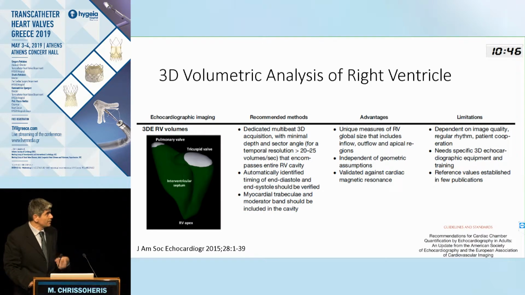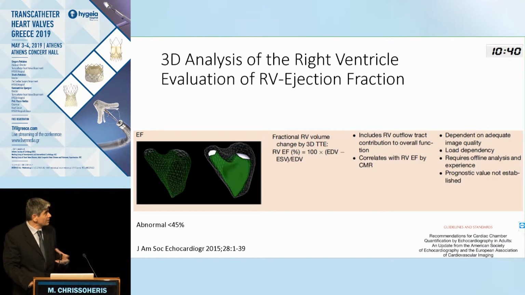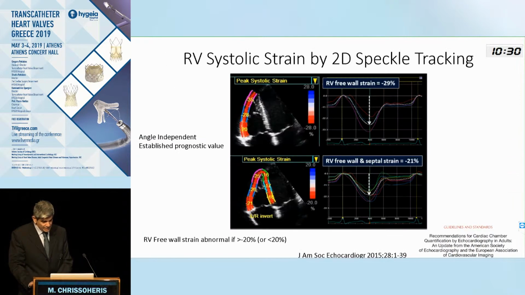We need a regular rhythm. We need some patient cooperation and some further training. Based on 3D volume data sets, we can measure right ventricular ejection fraction, and this has been shown to correlate with the ejection fraction measured by magnetic resonance. Other measures we can do include right ventricular systolic strain by 2D speckle tracking, either of the free wall or of the free wall and septum. That's an important measure of right ventricular function and can detect subclinical dysfunction earlier than we expect.